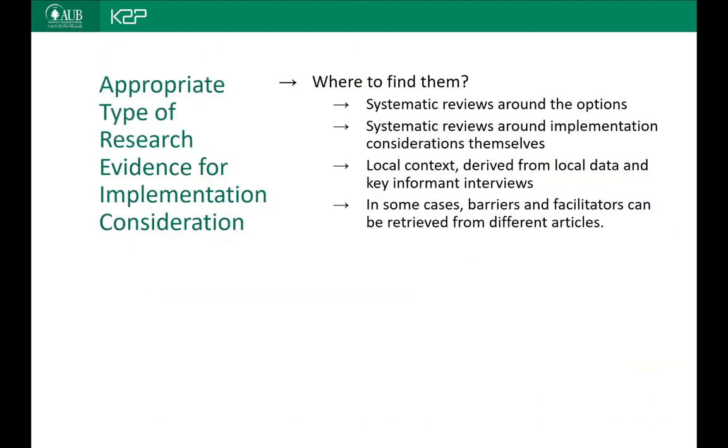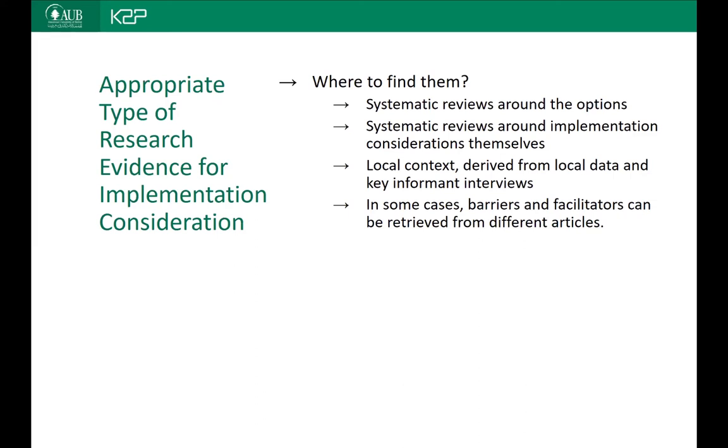Where to find the implementation considerations information? We can find them from systematic reviews that have outlined the policy options. So in the same systematic review in which you've identified the policy option, sometimes you can find the implementation considerations. On the other hand, sometimes you would find systematic reviews specifically on implementation considerations. Systematic reviews of qualitative studies are also a great stop to identify the implementation considerations for certain policy options.